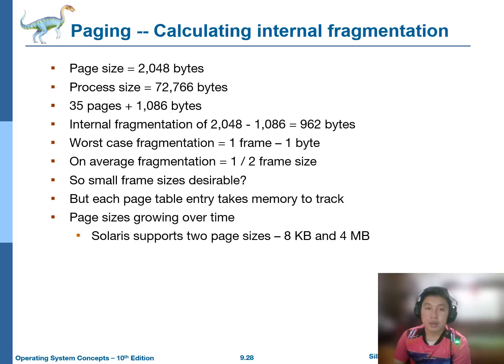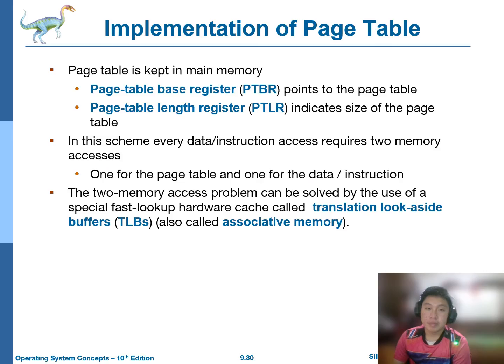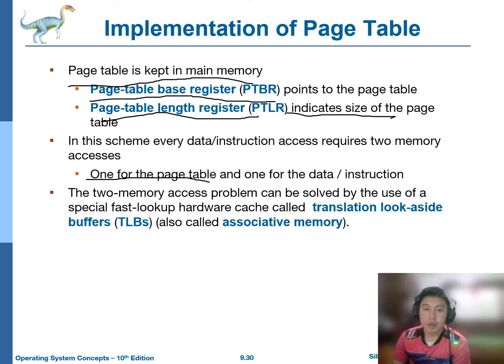Calculating internal fragmentation. Page size, process size, number of pages. Page size has been growing over time. Free frames. Implementation of page table: the page table is kept in main memory. Page-table base register points to the page table. Page-table length register indicates the size of the page table. In this scheme every data or instruction access requires two memory accesses: one for the page table and one for the data.